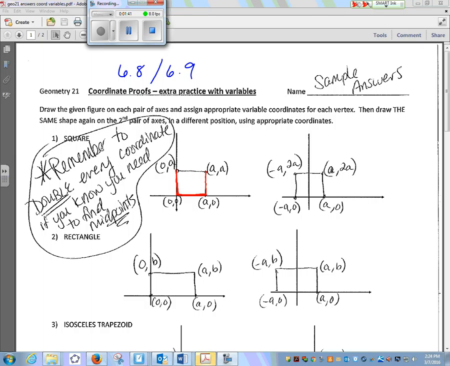We go over A and up A to here. This is over A and up 0. This is over 0, up A. So that makes it a square. So if we need a square, that's the way we can put it on the coordinate plane. This is all off. Okay, rectangle is next.